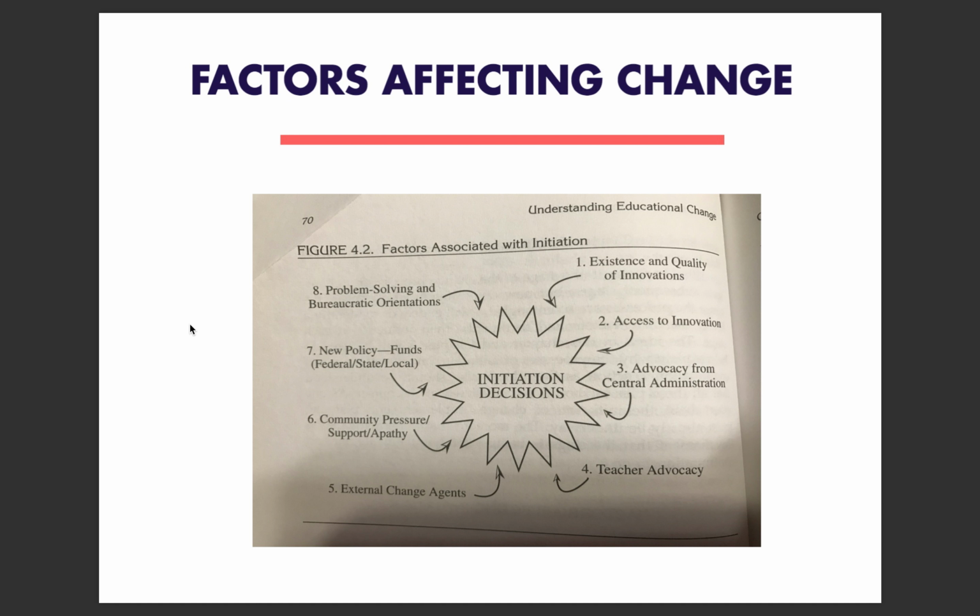We talked in our last class about external changes, community pressure and support. If the teachers don't want, if the parents don't want this in the community, it's more difficult for it to be in place. Federal policies are always going to affect change. You may think something's good on your level at the school level, but if it negates federal law and you really can't get the support, it's going to be difficult to implement the change. And then, of course, problem solving and bureaucratic orientations.